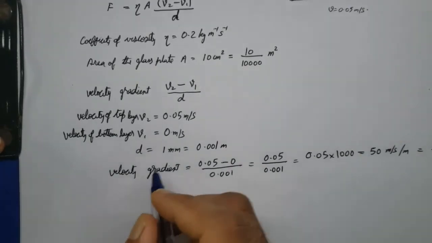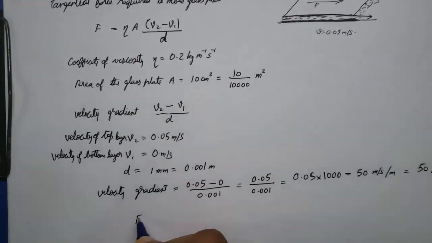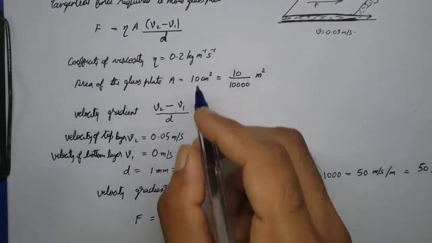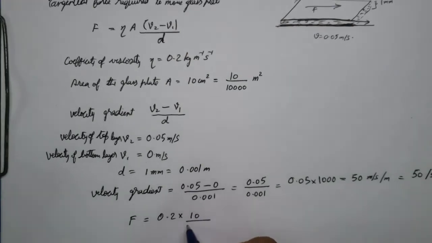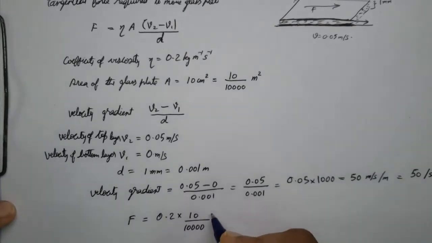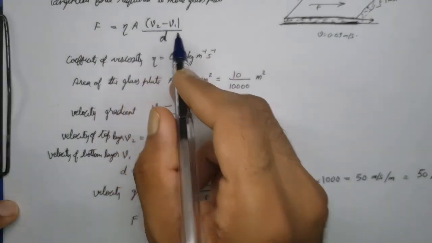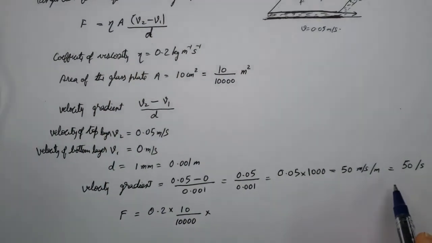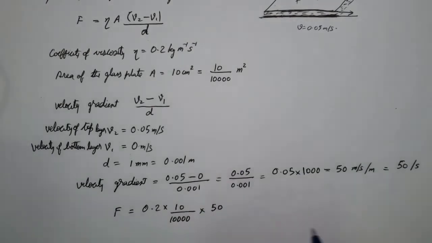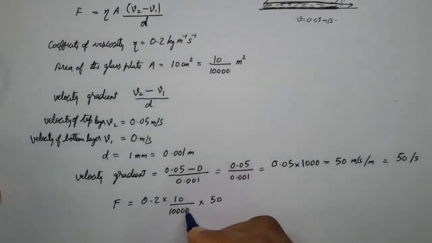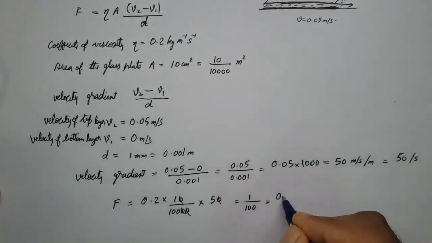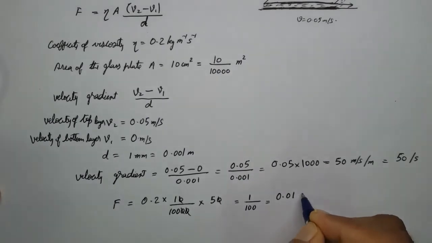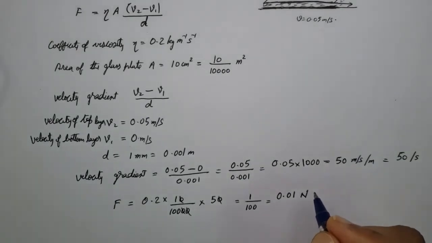That is the velocity gradient. If we substitute that into our original equation, then force F is given as eta, the value of which is 0.2, times the area of the glass plate, 10 divided by 10,000, times the velocity gradient, that is 50. If you cancel this, what is left is 1 divided by 100, that is equal to 0.01 Newton. So this much force is required to move the glass plate.